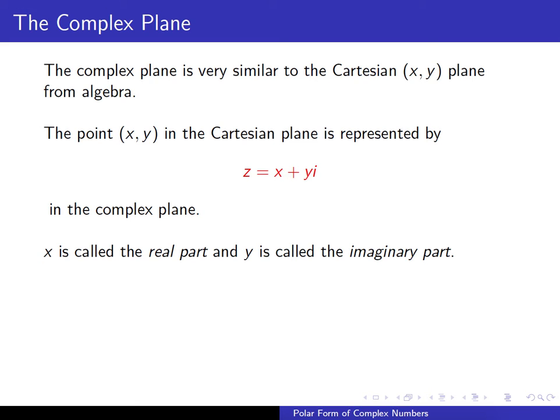So we have points xy in your Cartesian plane, represented by z equals x plus yi in the complex plane. So x is called the real part and y is called the imaginary part, since y has the imaginary unit i attached to it and x does not. So x is your real part and y is your imaginary part.